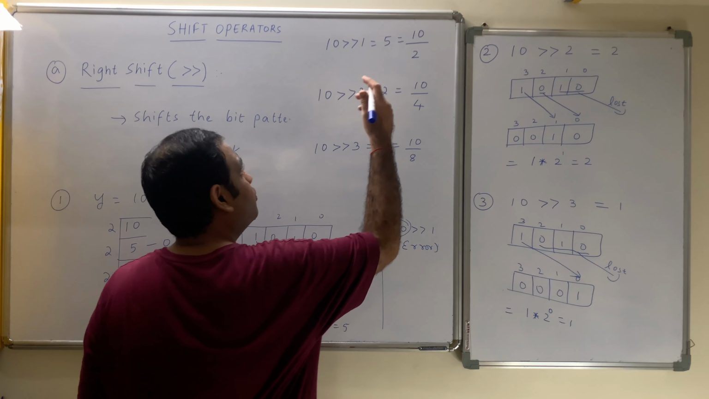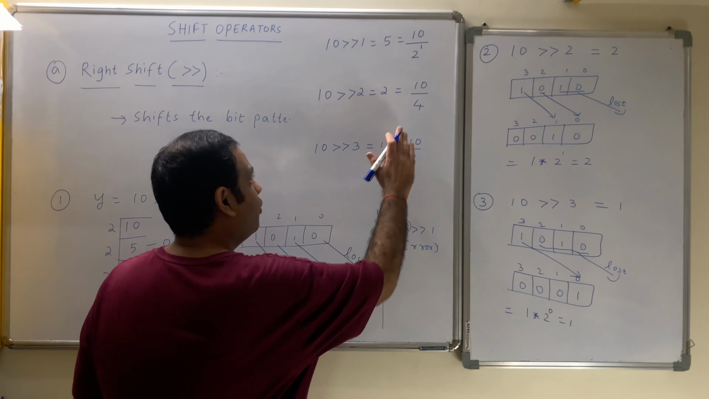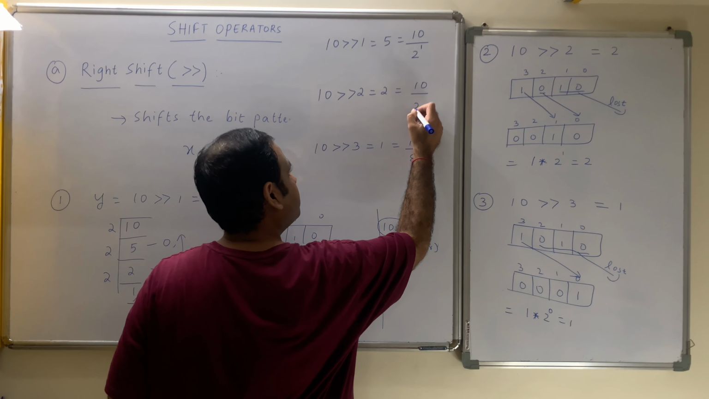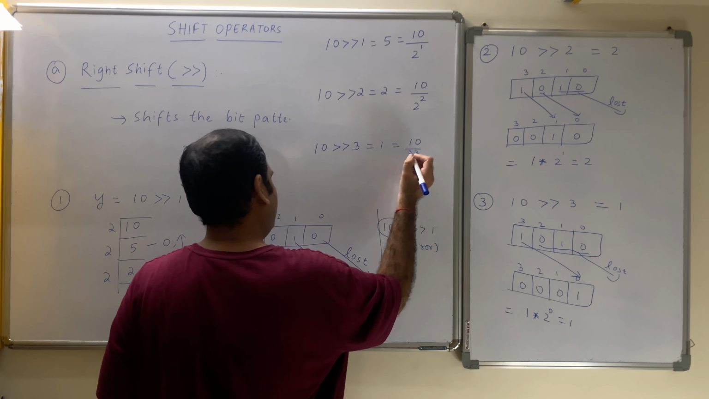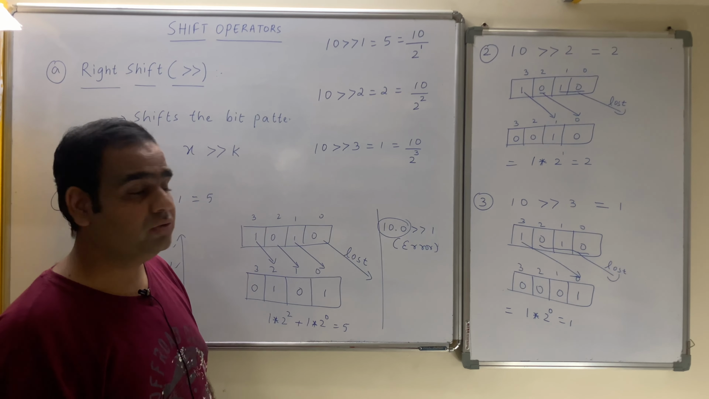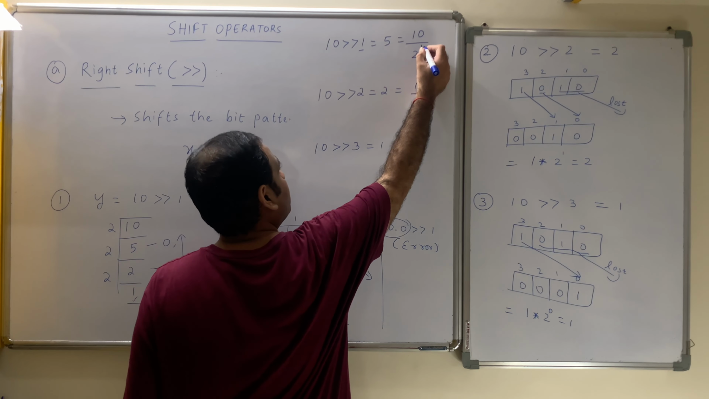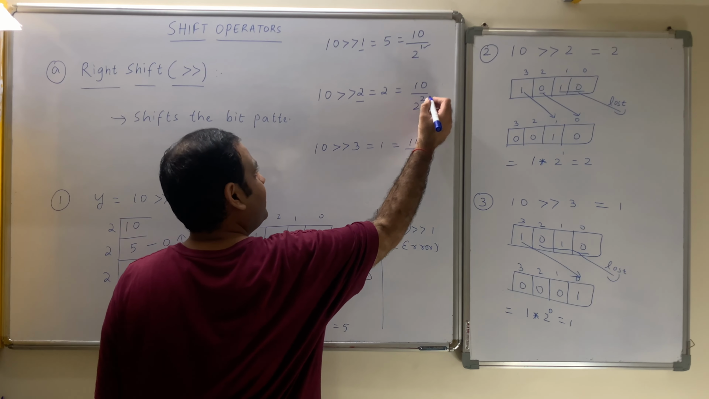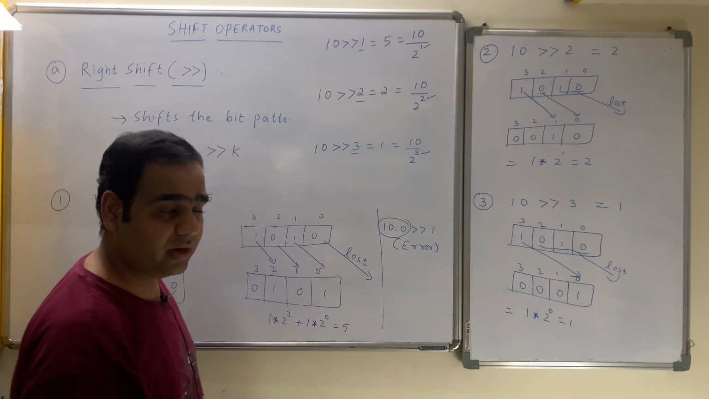Now this 2 we can write as 2 to the power 1. This 4 we can write as 2 square, and this 8 we can write as 2 cube. Now please see here, right shift by 1 we got 1, right shift by 2, we got 2, right shift by 3, we got 3.